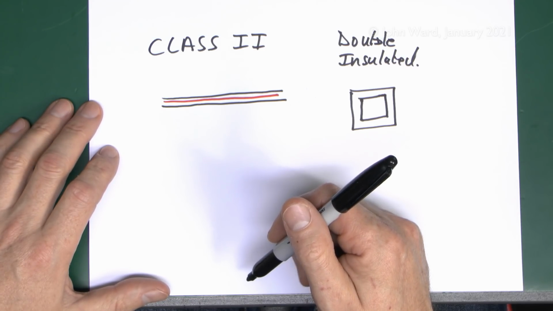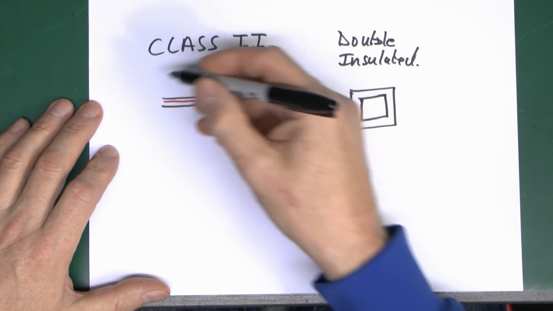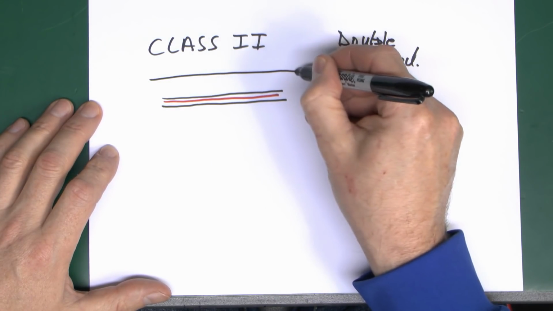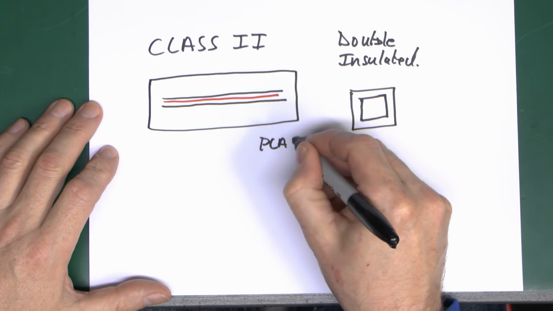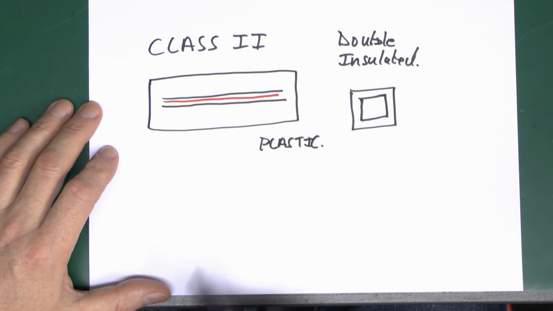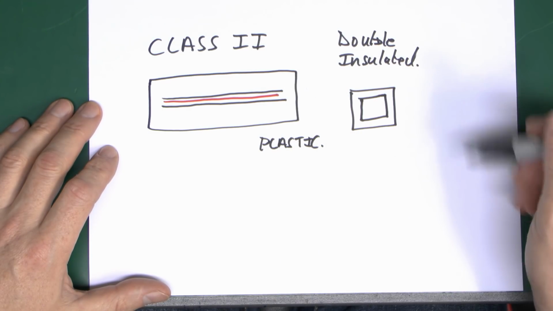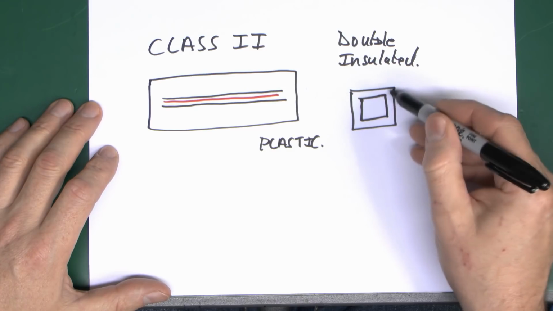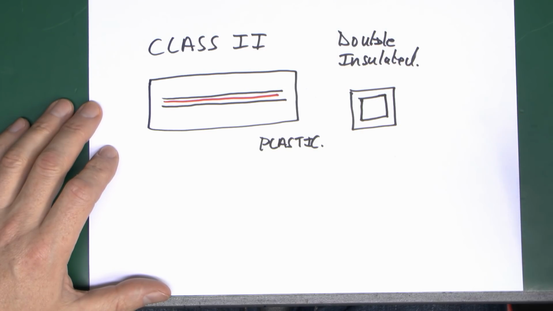The most common arrangement of this is that the outside of the equipment is made of some kind of insulating material, usually some form of plastic. So in this case you've got 2 layers of insulation. This is really where this double square symbol comes from, representing the 2 layers of insulation between the conductor inside and the outside environment.